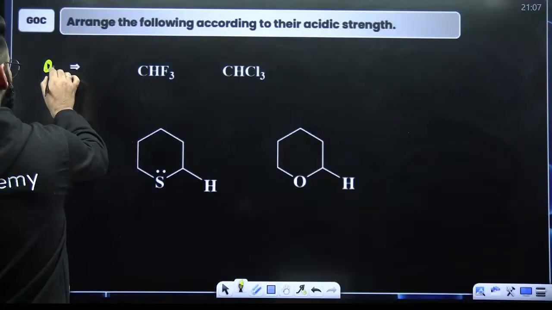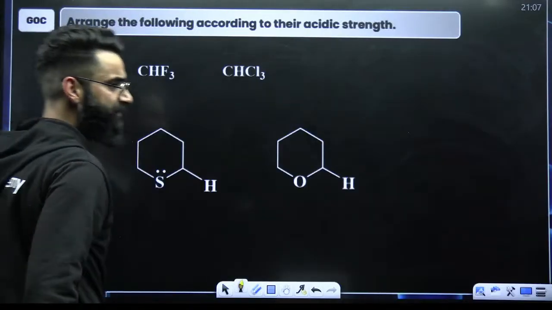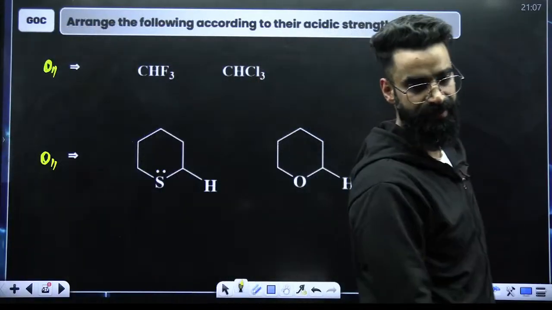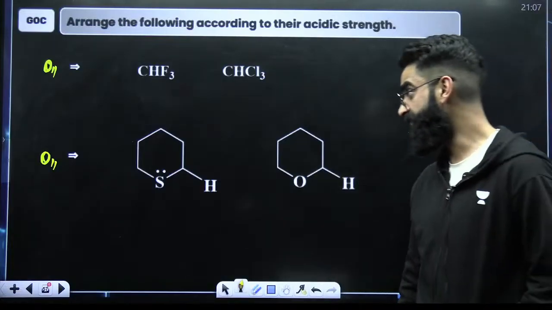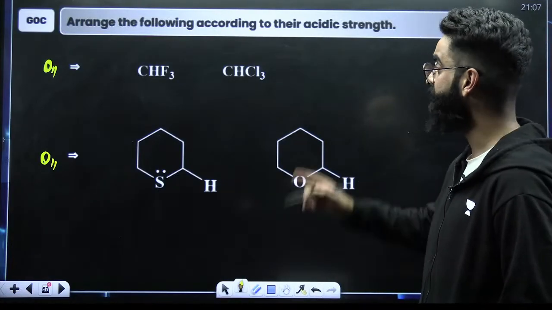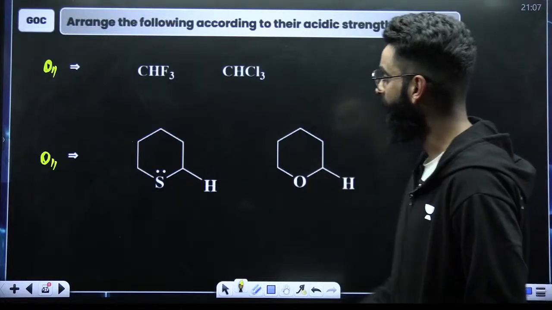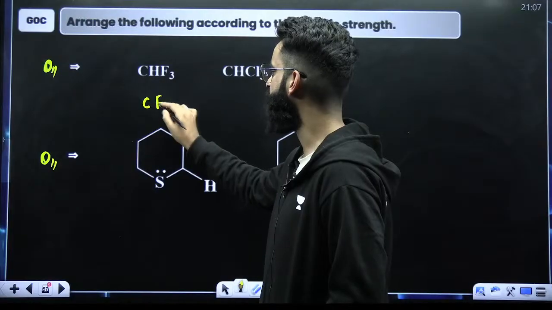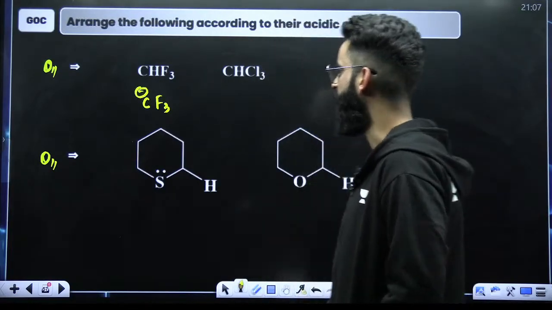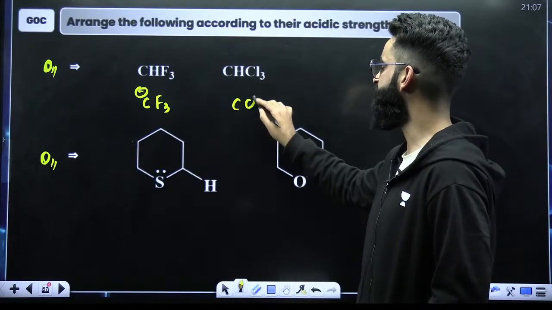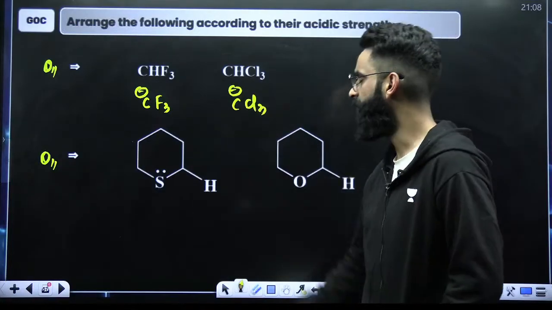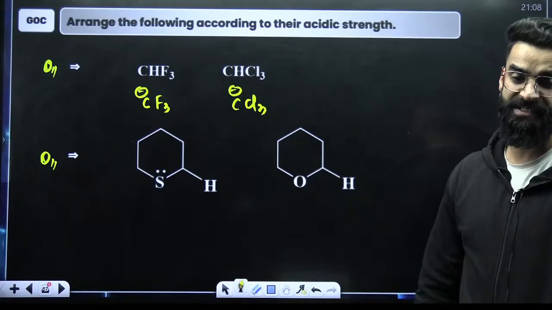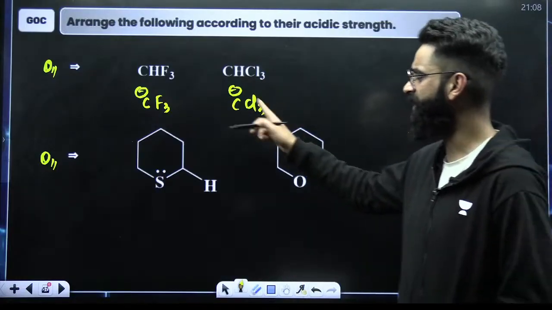Now, these are 2 more questions. CHF3 and CHCl3, which one is more acidic? If you take H positive out, it becomes CF3 negative. If you take H positive out, it becomes CCl3 negative. These are the conjugate bases. Now, which conjugate base is more stable? My dear students, this is a special case.